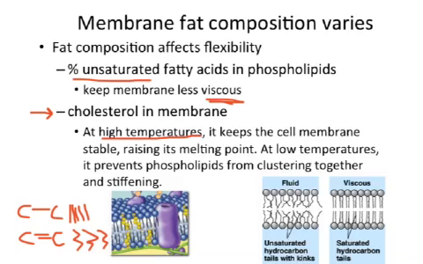At low temperatures, cholesterol prevents your phospholipids from clustering together or lumping together and stiffening. So cholesterol keeps the plasma membrane from becoming too stiff when it's cold. So it's almost like a buffer. It keeps it from being too fluid or not fluid enough.